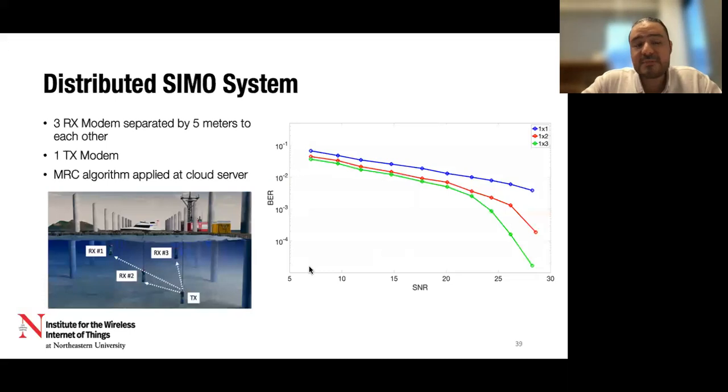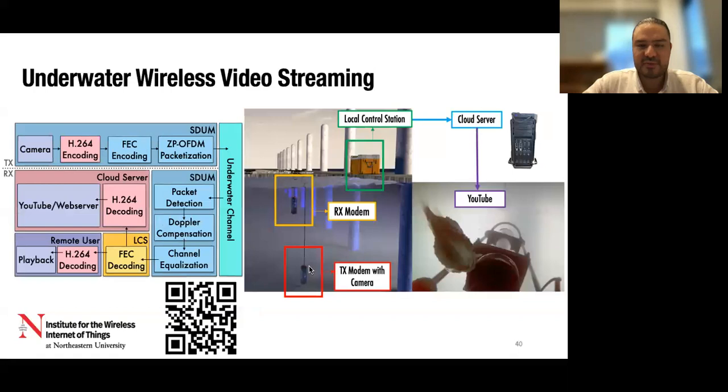The other thing that we can do, which is really something unique, is distributed SIMO systems. You can have multiple receiver modems spread around in the ocean, and then you can have one mobile or fixed node that is transmitting to all of them. And then you can combine using algorithms like maximum ratio combining, and apply them to improve the bit error rate robustness or data rate, depending on what you're really interested in. So some of the experiments that we have done were like that.